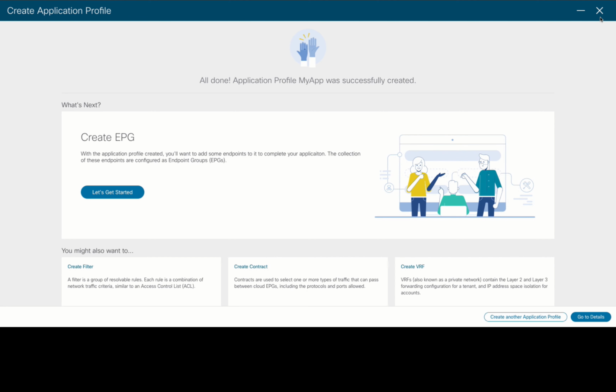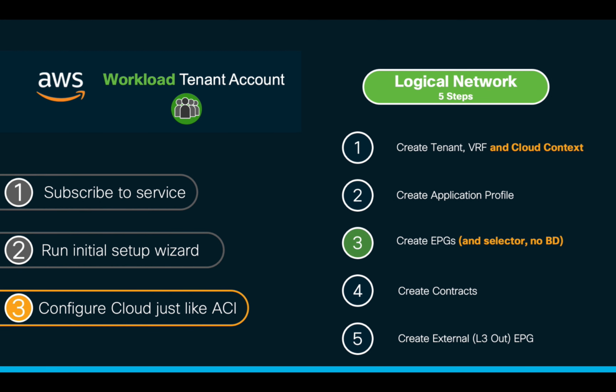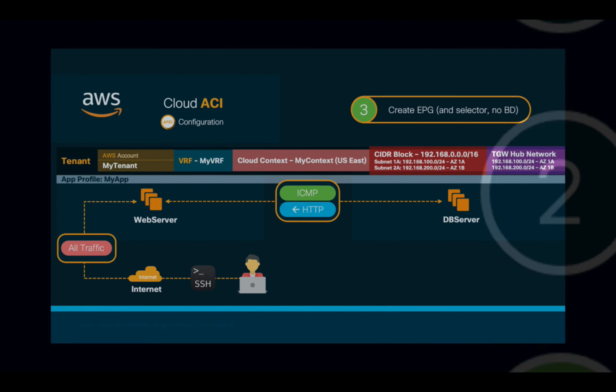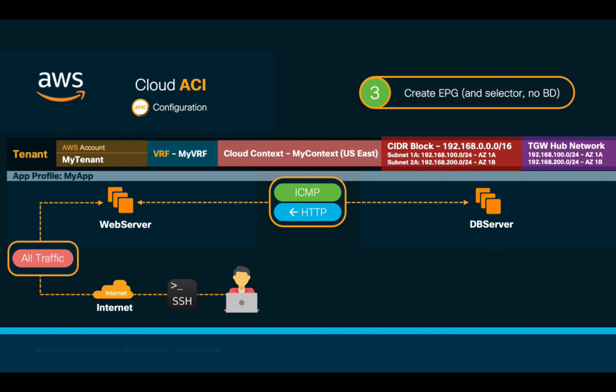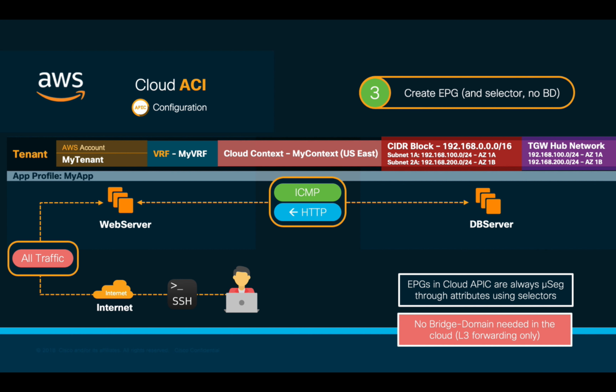We're now done with step 2. Moving on to step 3, we now need to create our EPGs. As covered before, EPGs in Cloud APIC are always microsegmented, meaning that we need to define a selector to match specific attributes in order to let Cloud APIC automatically assign the EPGs to each instance in the cloud or prefix. Remember, there is no need to define bridge domains in Cloud ACI.